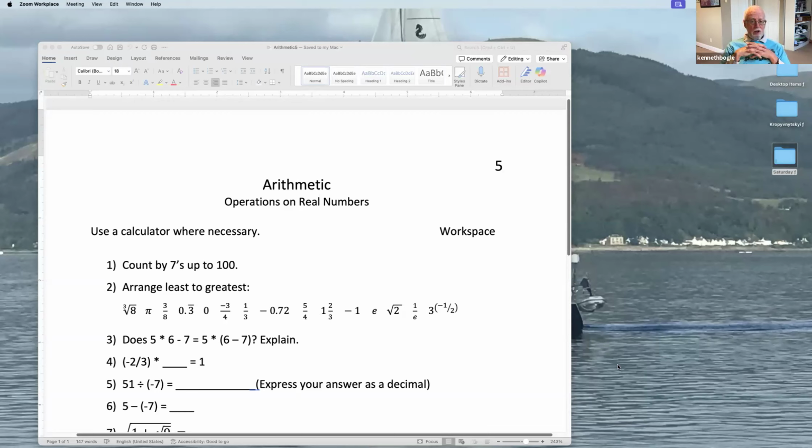Okay. The first number in that list, what value does that have? 2. 2, right? Cube root of 8. Okay. The last number in that list, what value does that have?